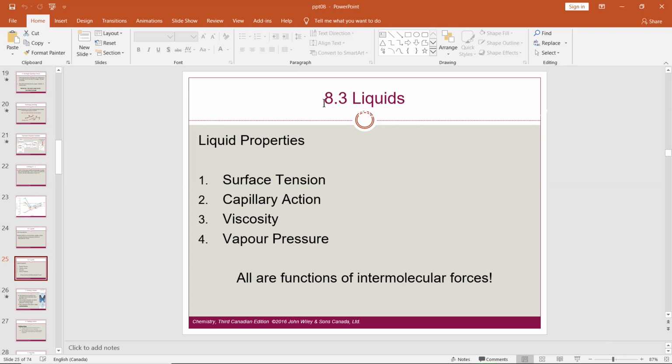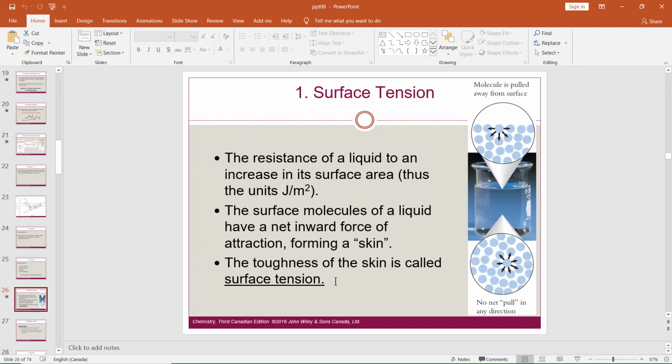Remember way back in Chapter 2 when we looked at gases and properties of gases? Well, today we're going to look at liquid properties and some solid properties as well. And the liquid properties we'll look at are surface tension, capillary action, viscosity, and vapor pressure. I'm using the PowerPoint and the mini text here. All are functions of intermolecular forces.